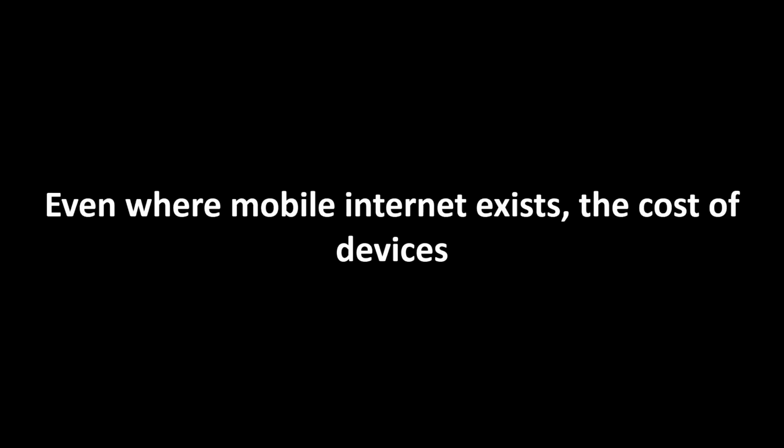The second barrier is affordability. Even where mobile internet exists, the cost of devices and data may be too high for poor households. A smartphone may represent a large share of monthly income. Data packages may be expensive. Repair services may be unavailable. As a result, access exists in theory but not in practice.